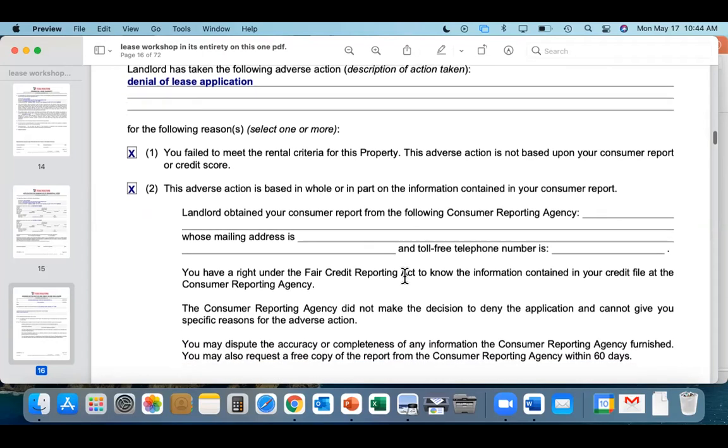Or box number 2 says based on the consumer reporting agency. If he uses My Smart Move, he has a lot of reports he could say it's based on. He can be very detailed in here as to why.